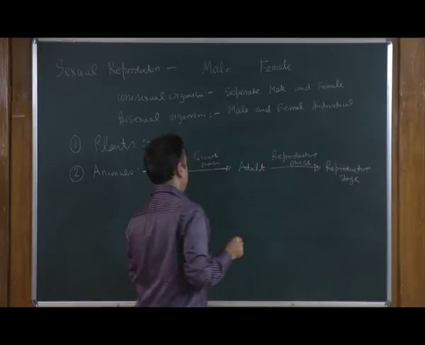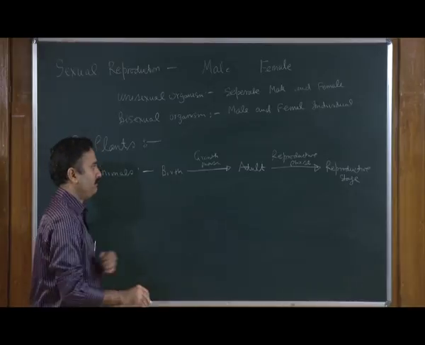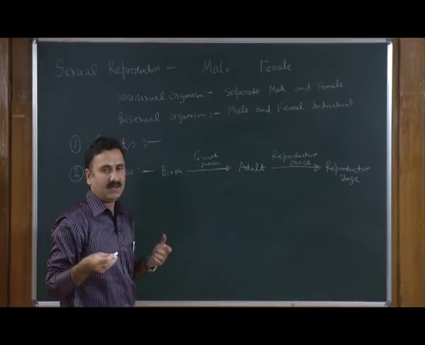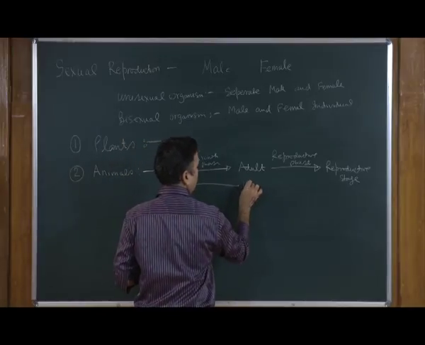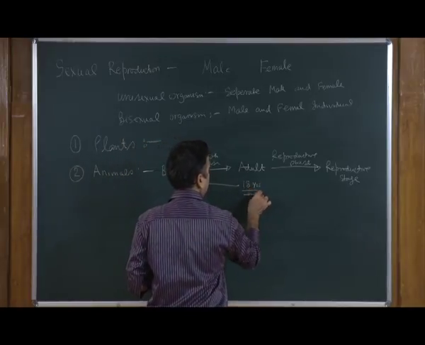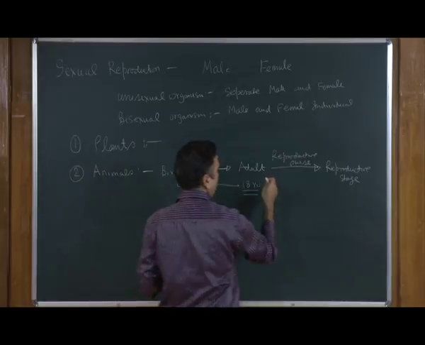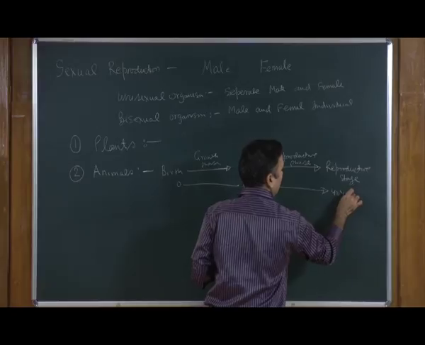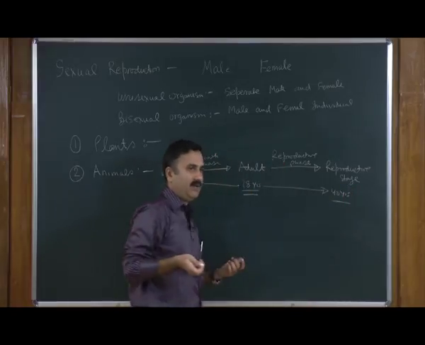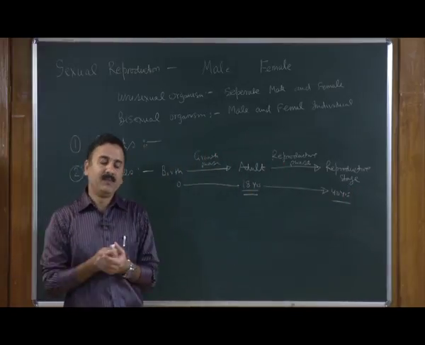For example, in the case of humans, the juvenile phase goes from 0 to 18 years. At 18 years the person becomes an adult, and then from about 18 to 40 years is the reproductive phase in the human being.